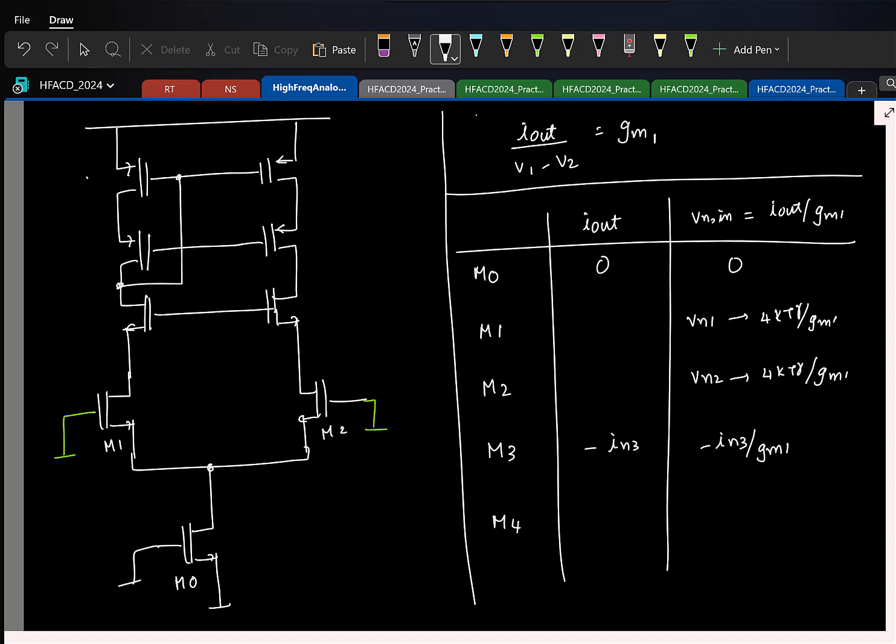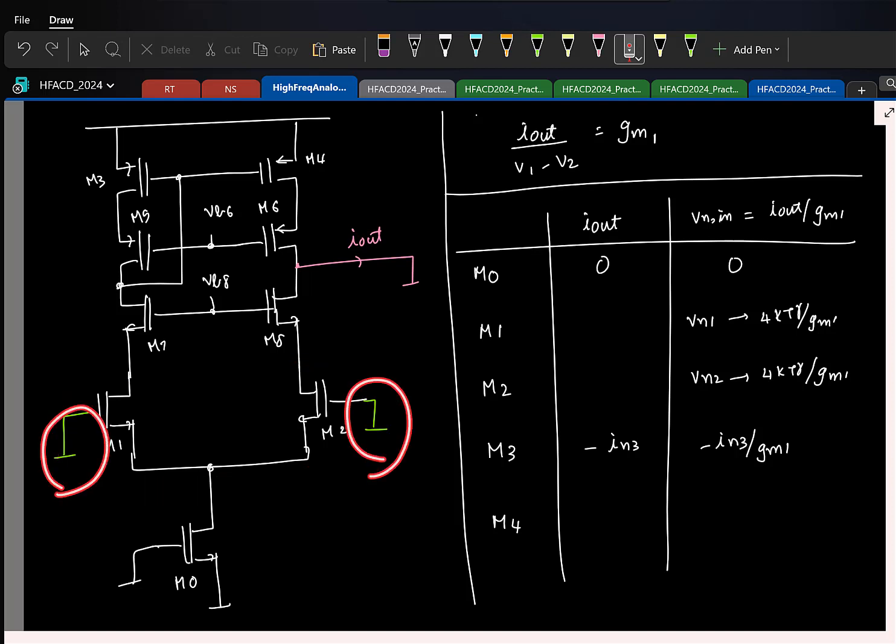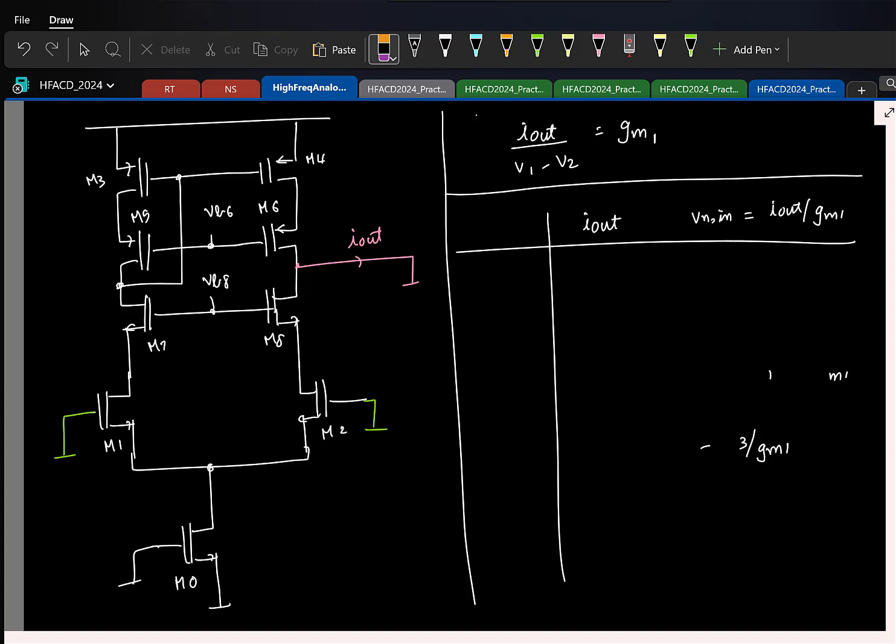Right, so let us say M1, M2, let us say M3, M4, M5, M6, M7, and these are connected to some bias voltages appropriately. So let's start with noise quickly. So again, the short circuit GM is GM of this transistor. The transfer function from the input differential voltage to the output current is GM1. That doesn't change. So let me put all the transistors. So M0, M1.